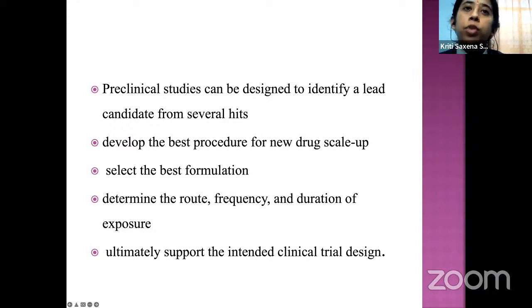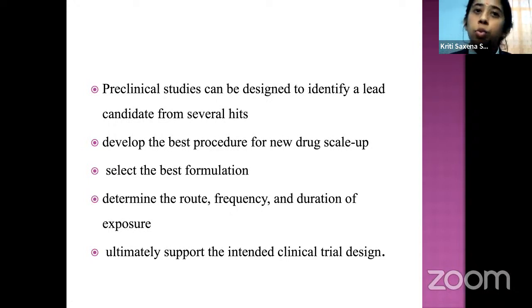We have to develop the best procedure for the new drug scale up. We have to select the best formulation, because the kind of formulation also defines the efficacy and safety of a drug. For example, you cannot give an oral formulation of a drug which gets destroyed by the enzymes from the gastric mucosa, from your mouth. For example, proteins and hormones can't be given orally. They have to be administered intramuscularly or intravenously.